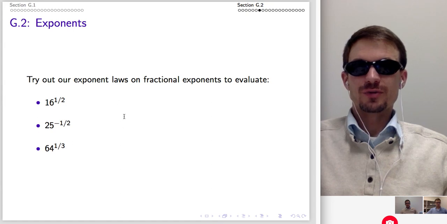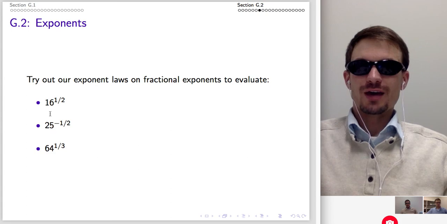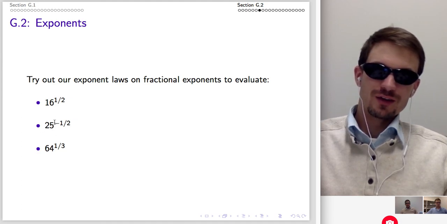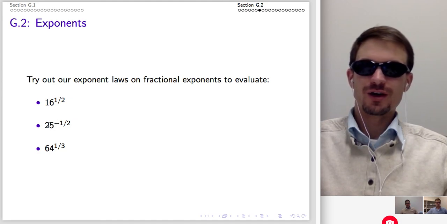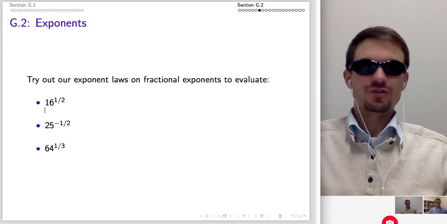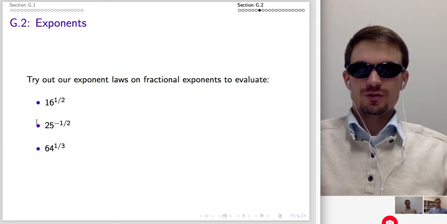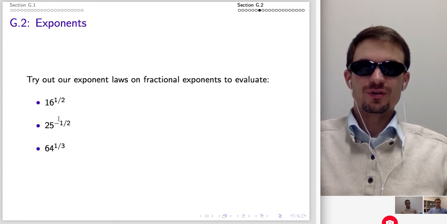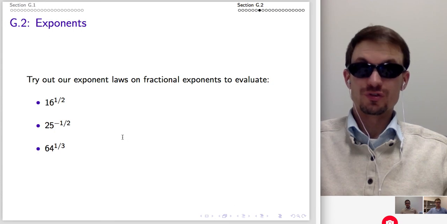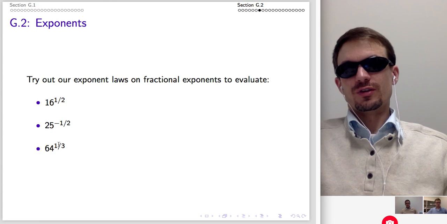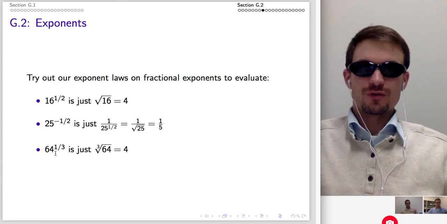So let's try out our exponent laws on fractional exponents. 16 to the 1/2, 25 to the minus 1/2, 64 to the minus 1/3. Is this legal? Well, sure, this negative is attached to the exponent, not to the 25. So 16 to the 1/2, that's the square root of 16. It's 4. Square root of 25. Oh, this is 1 over the square root of 25, right? And then right here, this is the cube root of 64.